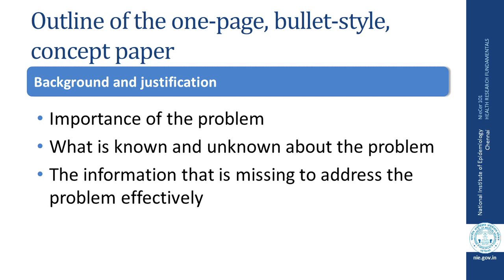Let us begin with looking at background and justification. The background and justification essentially will have 3 bullets. One, on the importance of the study problem. Second, what is known and unknown about the problem in relation to the literature and in relation to the local context. Lastly, the information that is needed to address the problem effectively.